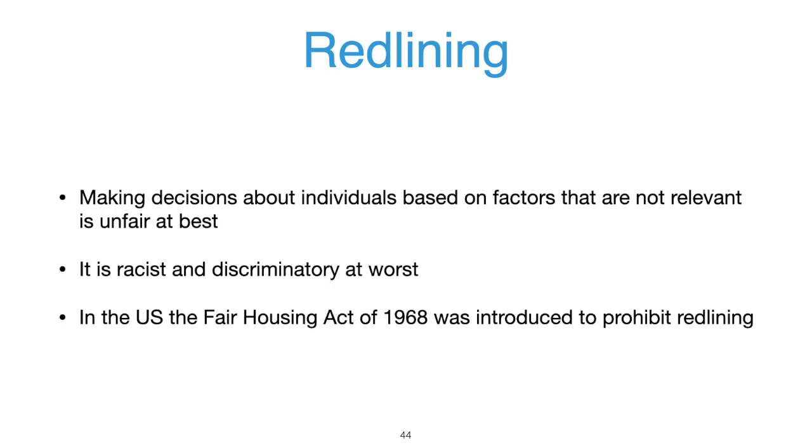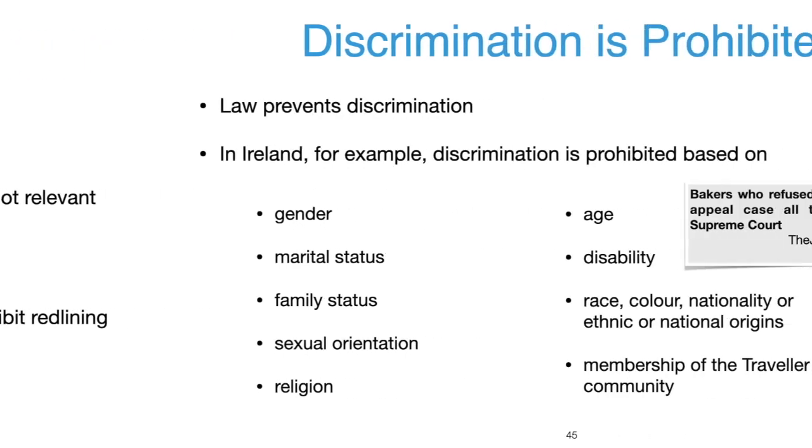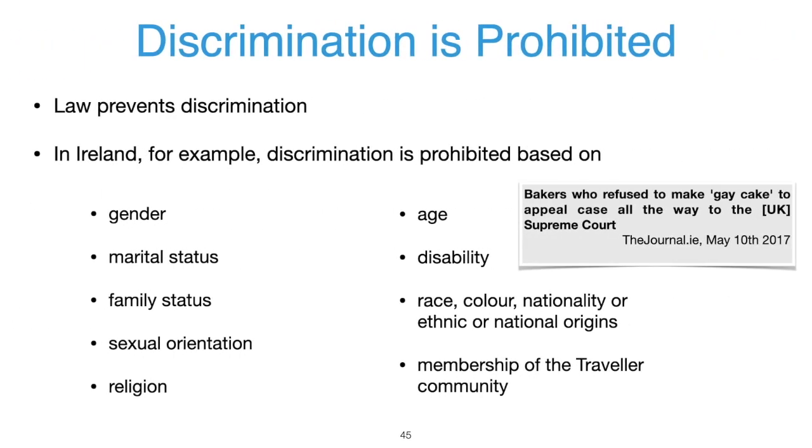Now, in the US, they actually introduced a law in 1968. Things got so bad, and it was the Fair Housing Act. But we can see this kind of problem coming up again now when it comes to data processing and processing big data in particular.